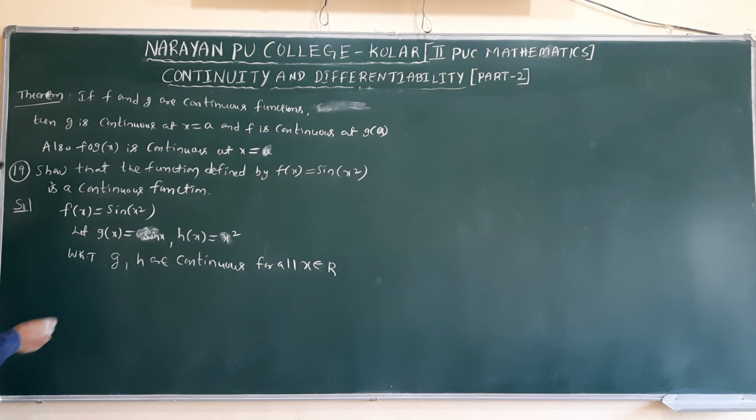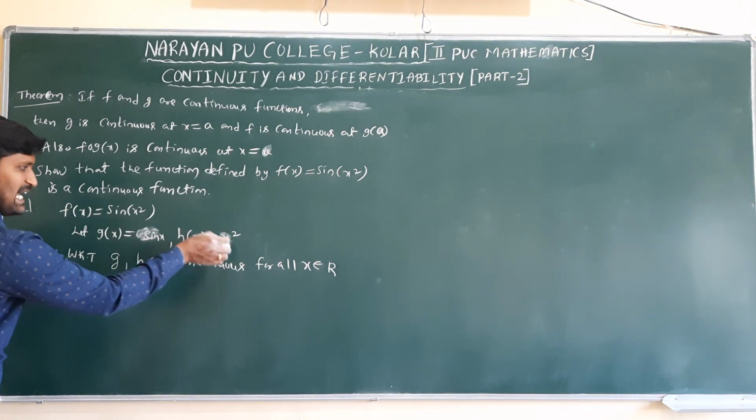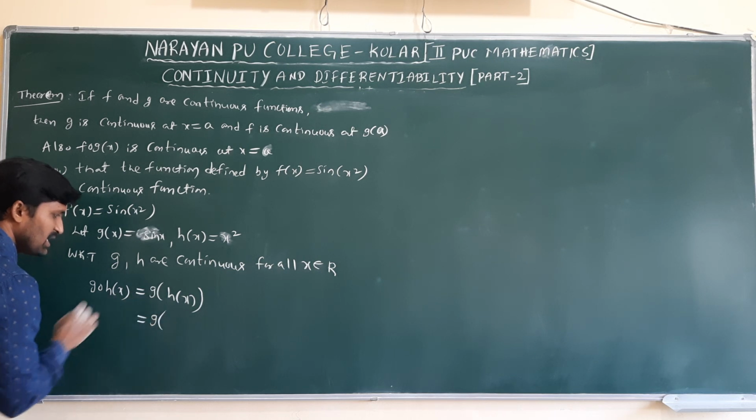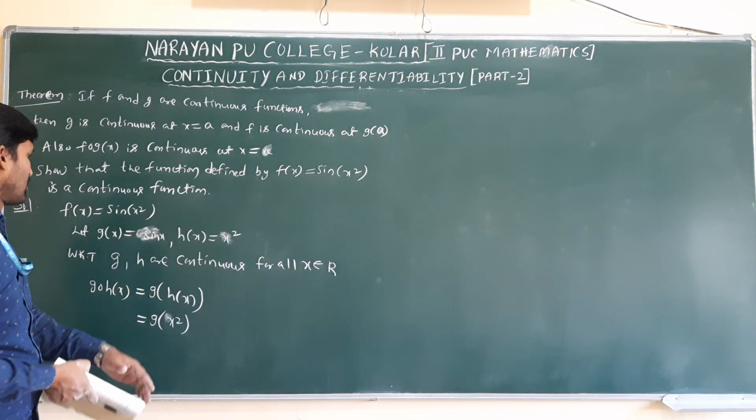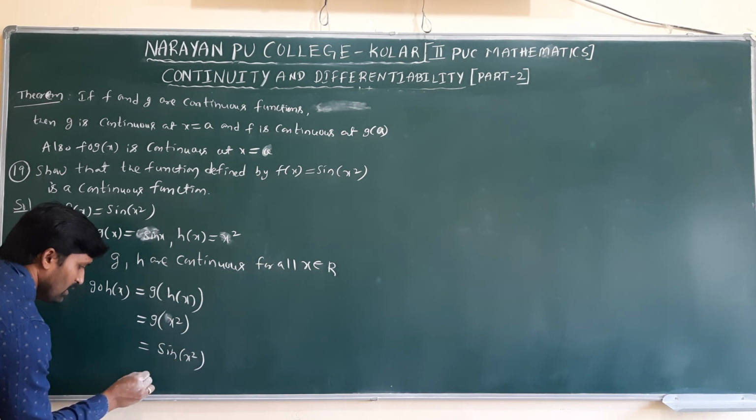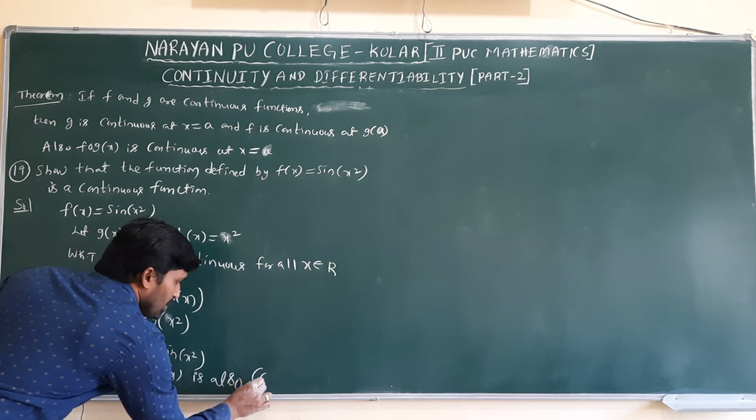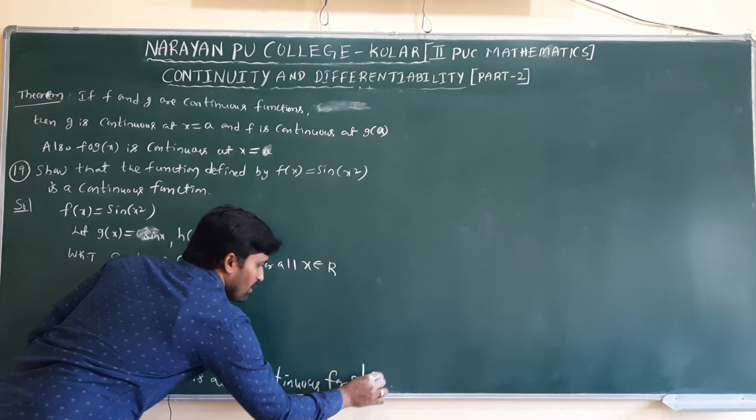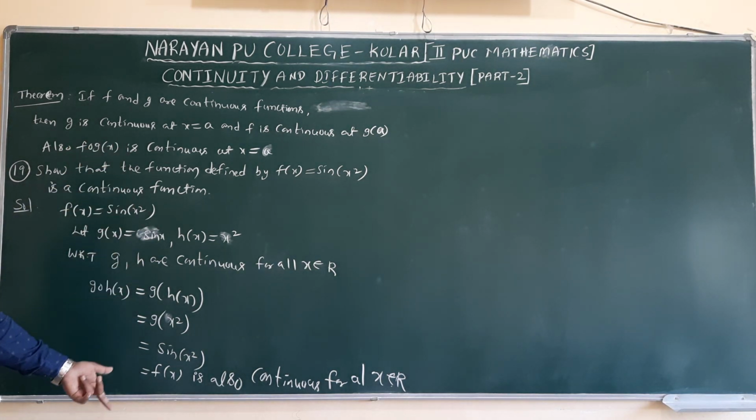Its composition I will find out. What is the composition? I will take g circle h of x, because this is the outer function, this is the inner function. So g of h of x, g of, what is h of x? x square. This x square we substitute in g of x in the place of x. What you will get? Sin of x square. That is f of x, which is also continuous for all x belongs to R. Composition concept, that concept we are applying here.